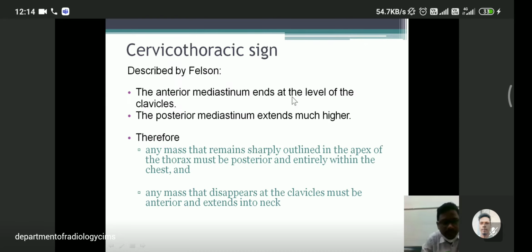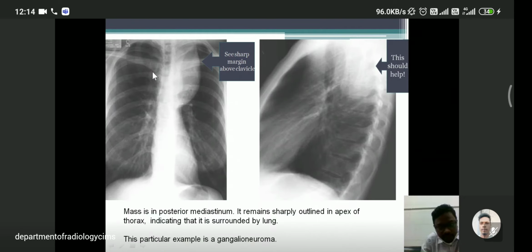Next is the cervicothoracic sign. It means your anterior mediastinum ends at the level of the clavicle. So the part of the lung or the mediastinum that is visualized above the clavicle is the posterior mediastinum. That means this is the clavicle. The mediastinum or the lung part below this can be anterior or posterior, but the part above the clavicle will be only posterior.